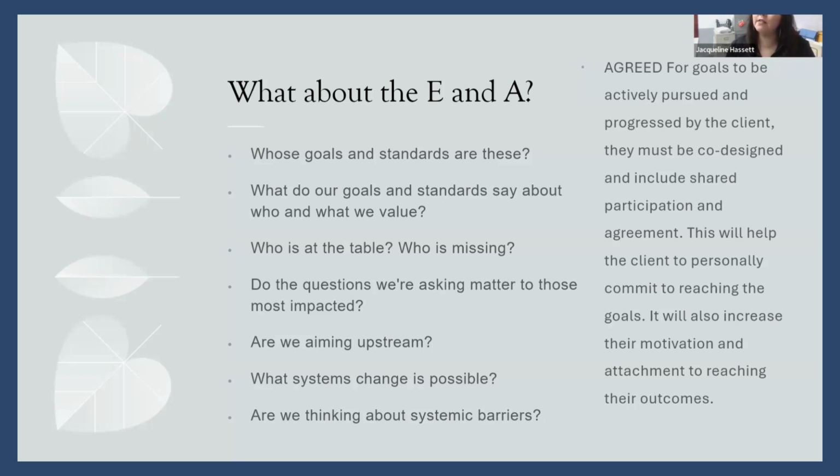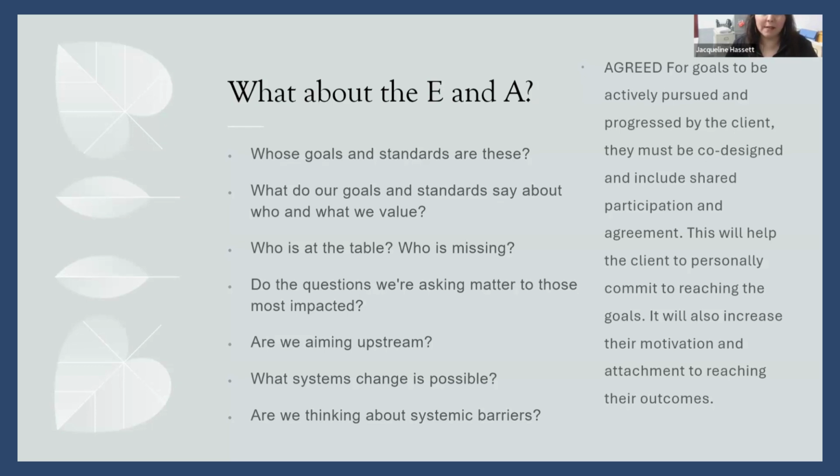Do the questions that we ask matter to the people? Are we aiming upstream? What system change is possible? Is there a possible systems change going to happen? And are we thinking about systemic barriers for this person? And that's where that E comes in a lot of times, because whether they are real or perceived, barriers do impact people. So if that person feels like they face racism every time they go to try to get housing, it may be true, it may not be true, but it's a reality for that person. And how can we both validate their feelings and also ensure that they feel good about that, and what kind of goals would that affect?